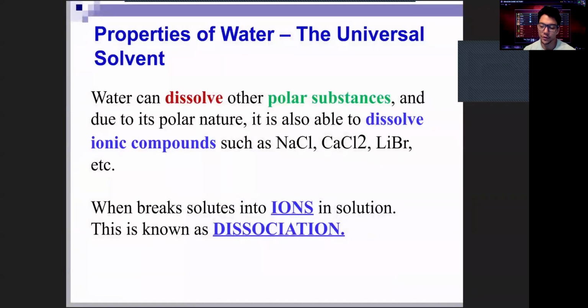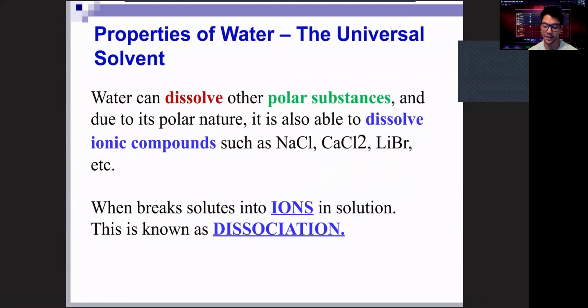Water can dissolve other polar substances, and due to its polar nature, it is also able to dissolve ionic compounds, such as salts like NaCl, calcium chloride, lithium bromide, etc. So these are all ionic salts, right? And they come in and they break them apart really easy.